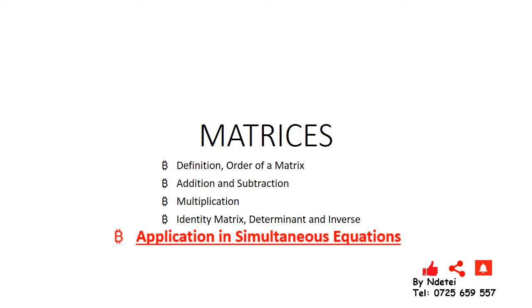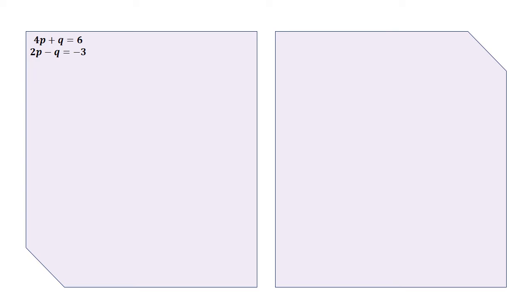Let's turn now to the two examples. So the first example we have before us a set of simultaneous equations. 4p plus q is 6 and 2p minus q is -3. We're supposed to solve this set of simultaneous equations by using matrices.